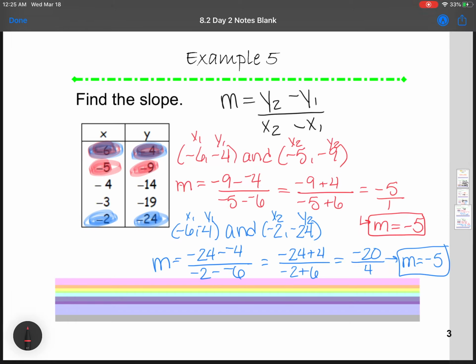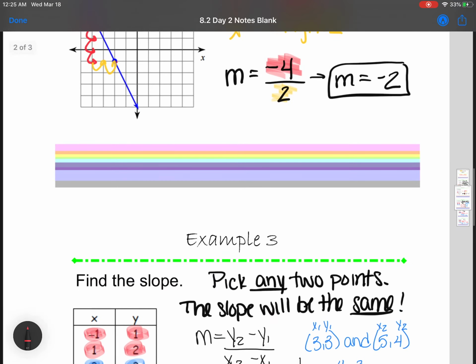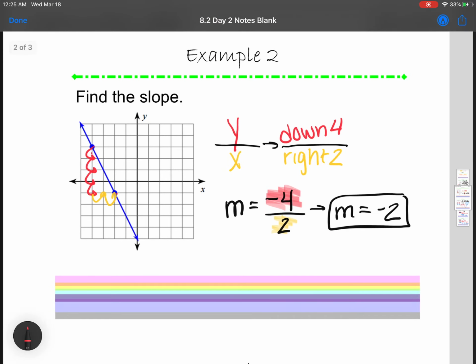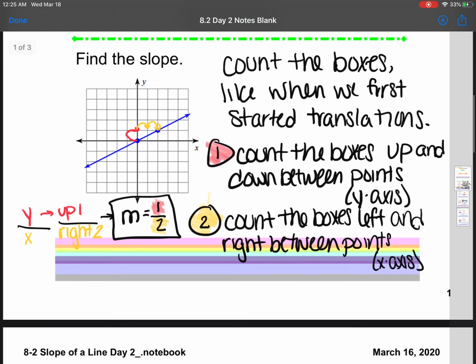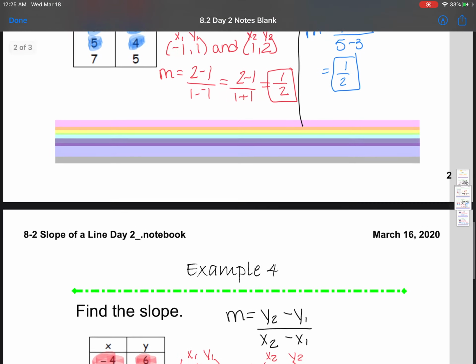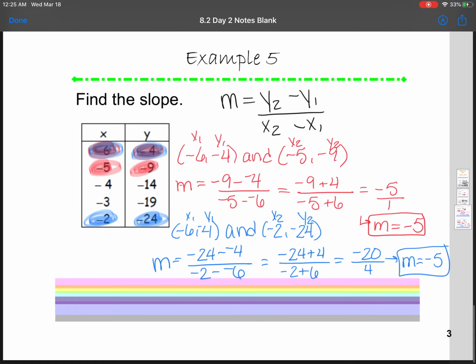So in each of these examples, I tried to show how you can do it using the graph and how you can do it using the chart. Using the chart, regardless, it does not matter what 2 x, y pairs you use, as long as you solve for the slope and you count correctly.